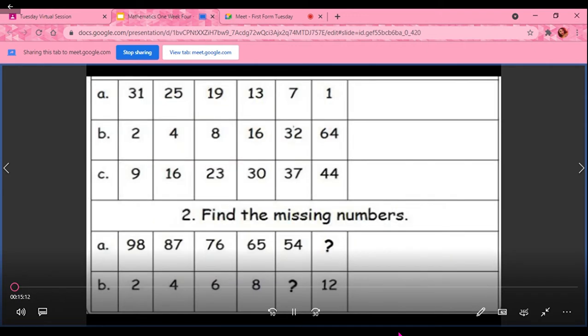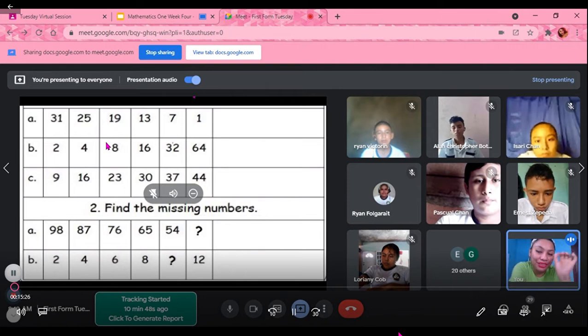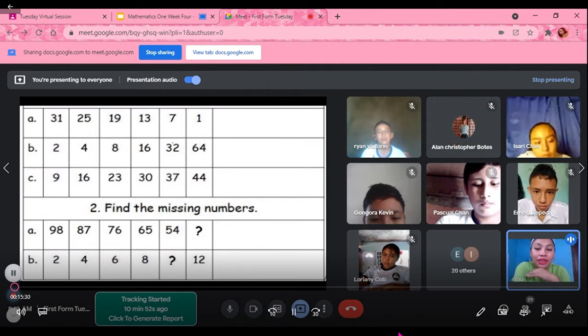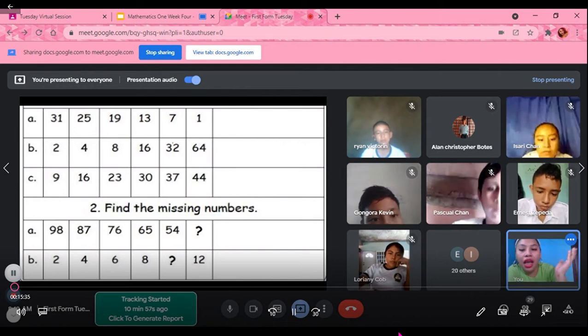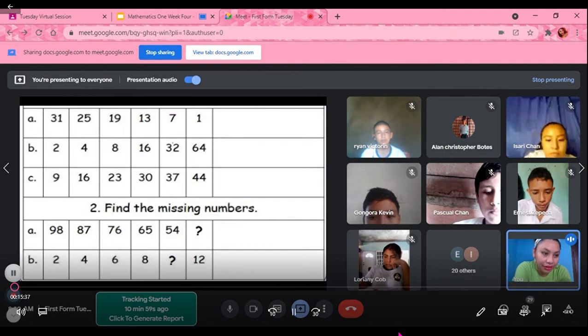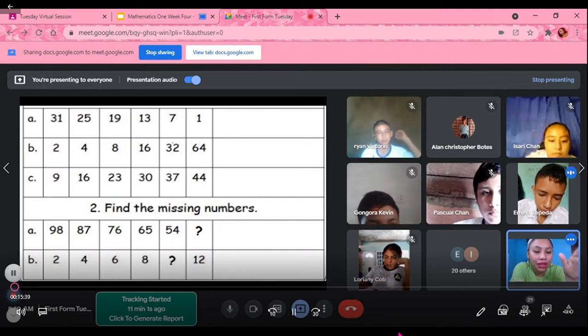So A, we're going to look at A first. This is the first one. 31, 25, 19, 13, 7, 1. What are we doing in this first pattern? What is going to be the pattern rule? Think about it, look at what is happening. How from 31 do I go to 25? How from 13 do I go to 7, right? Type it, hold it.